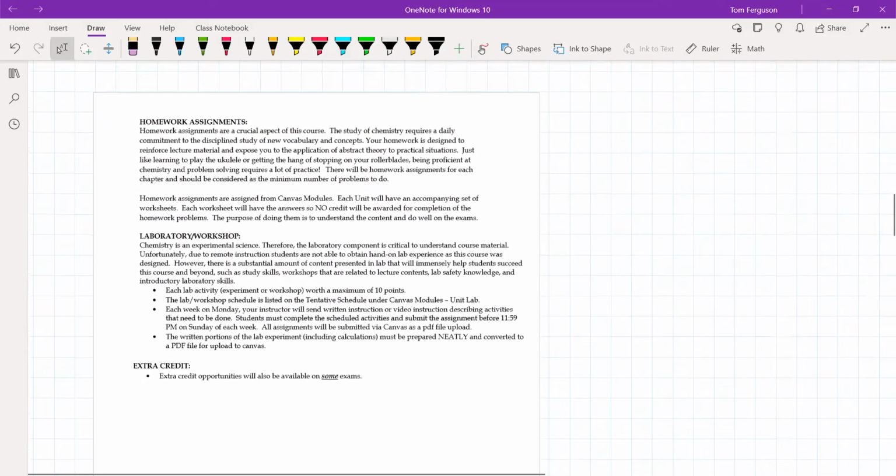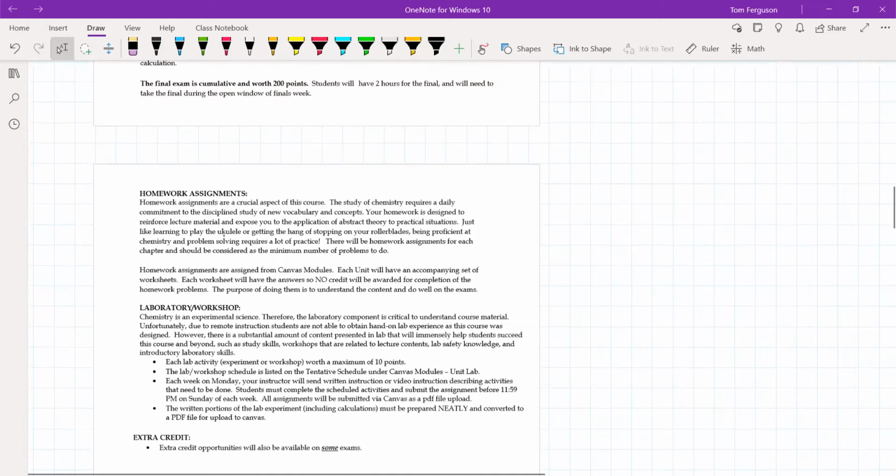Okay. Now, homework assignments are really important. I'm going to provide you with a fair amount of homework. The homework, I'm going to give you the answers and the setup as well. So because I'm giving you the answers and the setup, I'm not going to be collecting it or giving you credit for doing it. The purpose of homework is so you understand the material, so you do well on the tests.